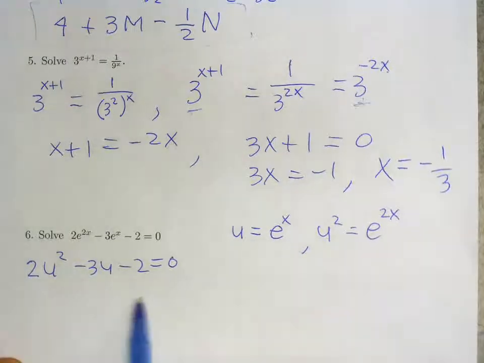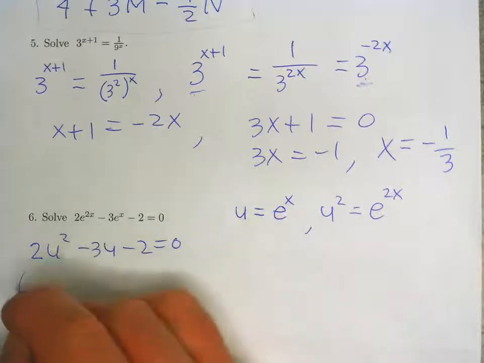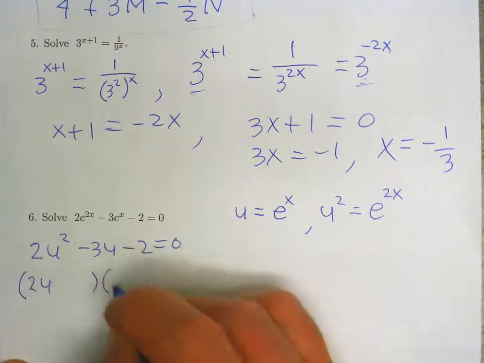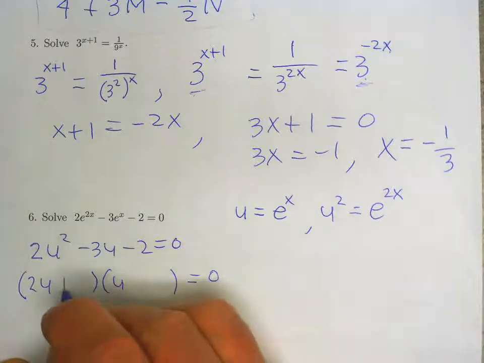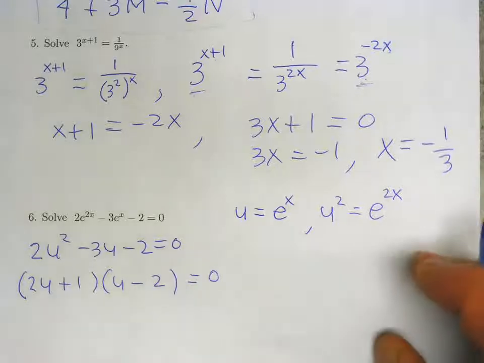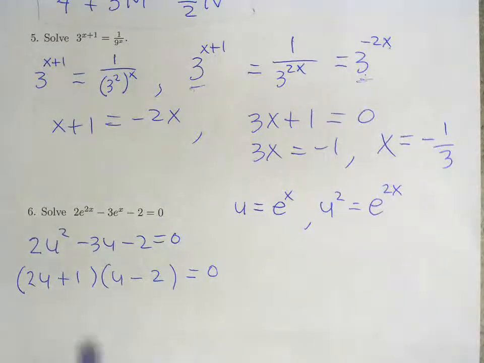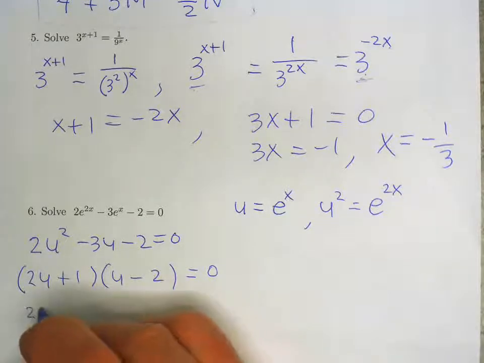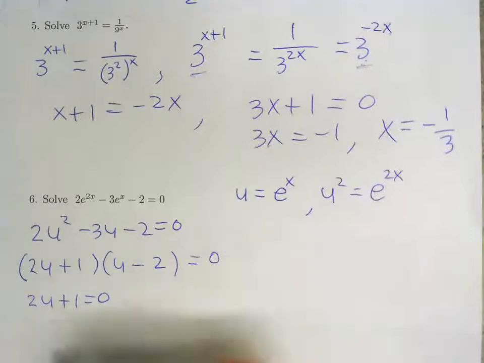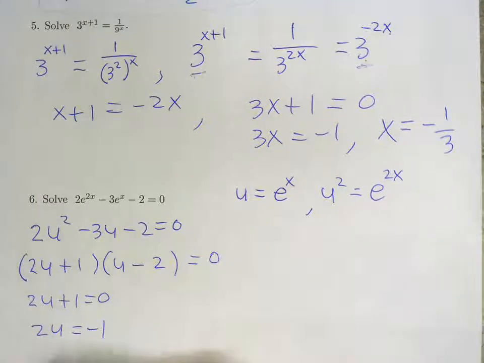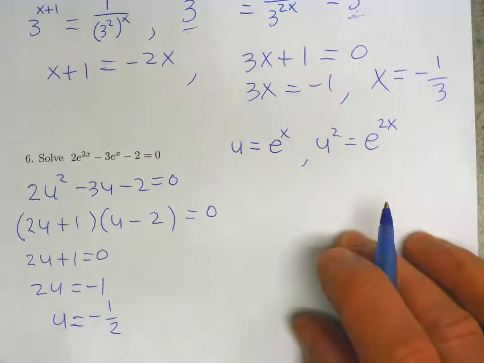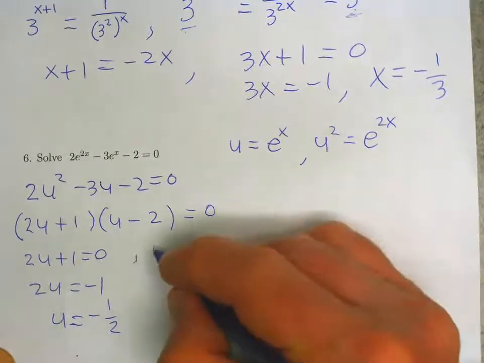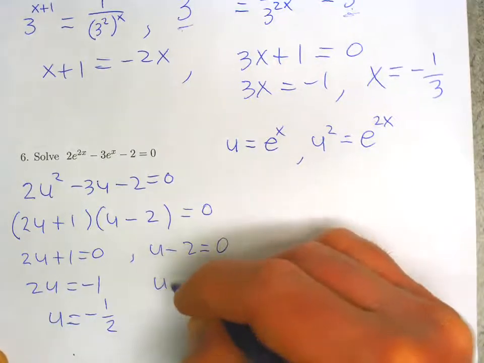So I think we can factor this. Let's see what happens. Yeah, if I have 2u plus 1 and u minus 2, I think those work. Okay, so set each factor equal to 0. 2u plus 1 is 0. 2u equals negative 1, and u equals negative 1/2. That's one of the solutions for u. The other one, u minus 2 is 0, or u equals 2.